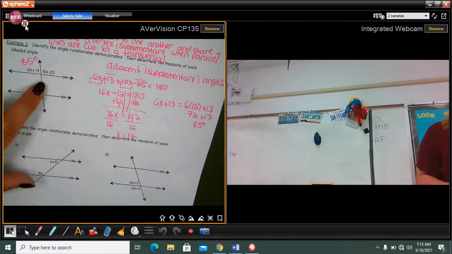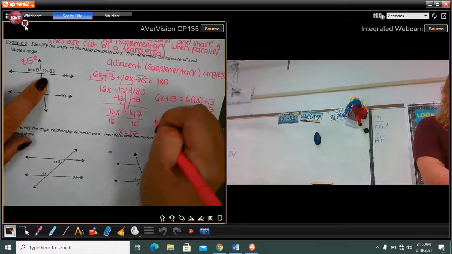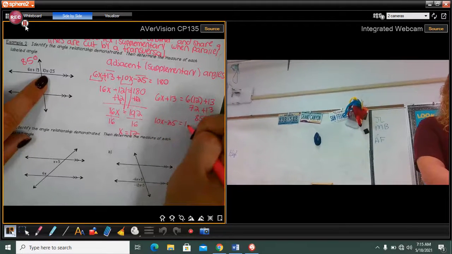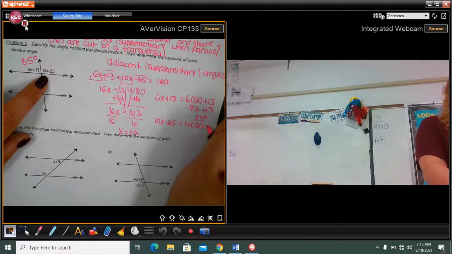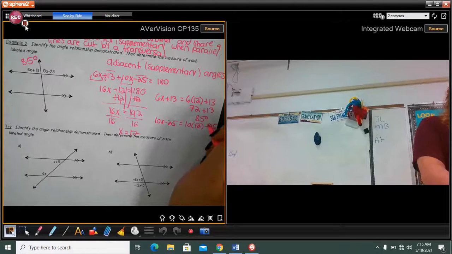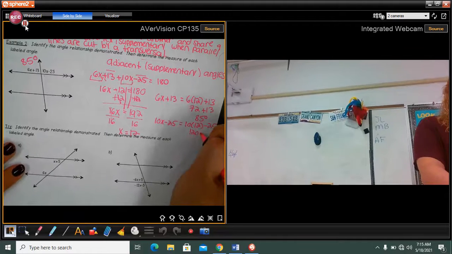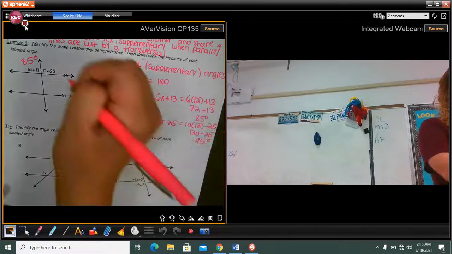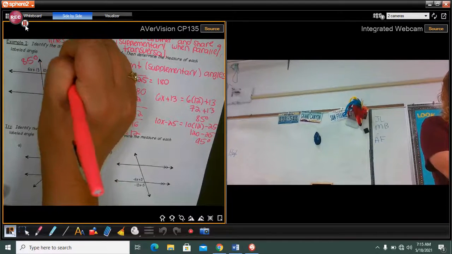And you're going to do the same thing with this one. 10x minus 25 equals 10 times 12 minus 25. 10 times 12 is going to give you 120. Minus 25 is going to give you 95. So this angle over here is 95 degrees.